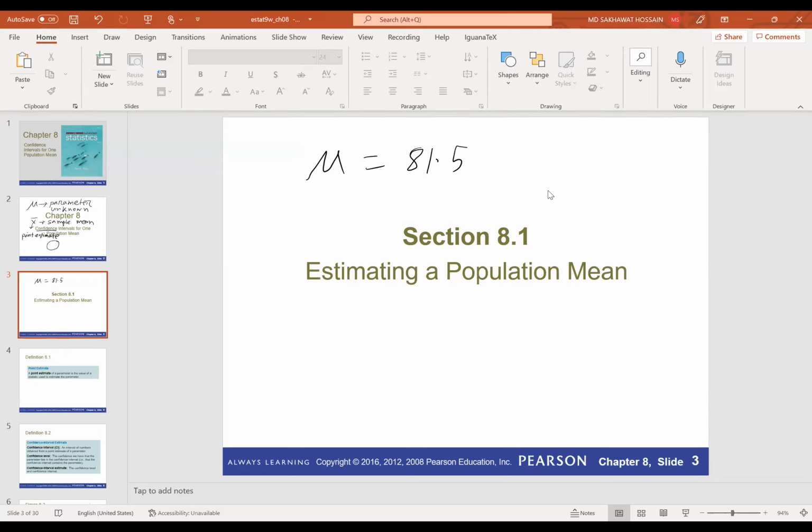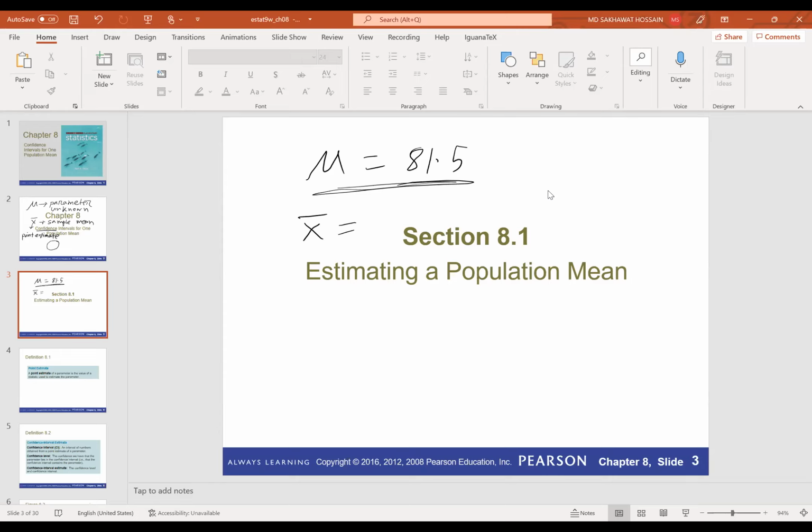So this is the population. If we consider all the students in our class as a population, then the population mean is 81.5. Now we do not want to ask all the students about their score. We have 134 students in our class, so if we ask everyone, it will take more time. To save time, we can randomly select 10 or 20 students and ask them about their exam score. We can calculate the average for these 20 students, and that will be X bar.